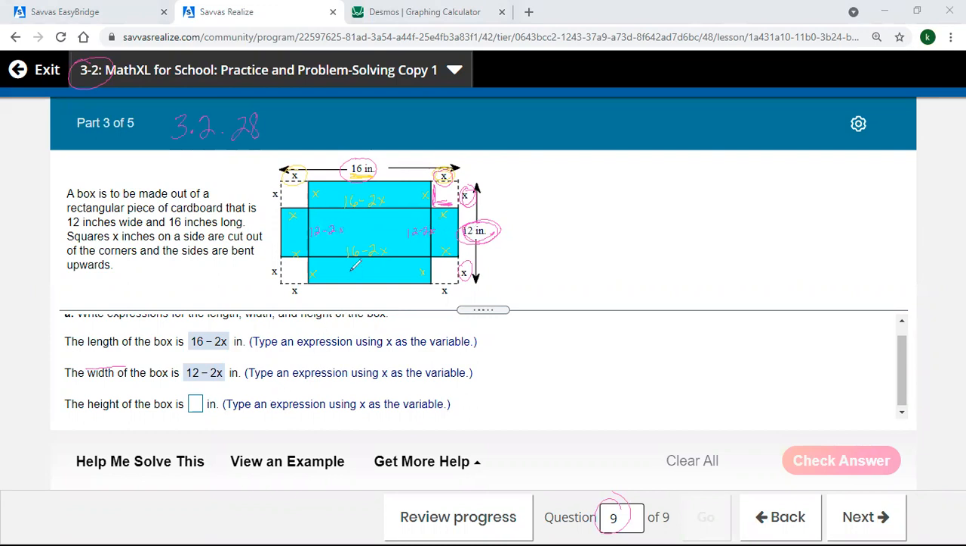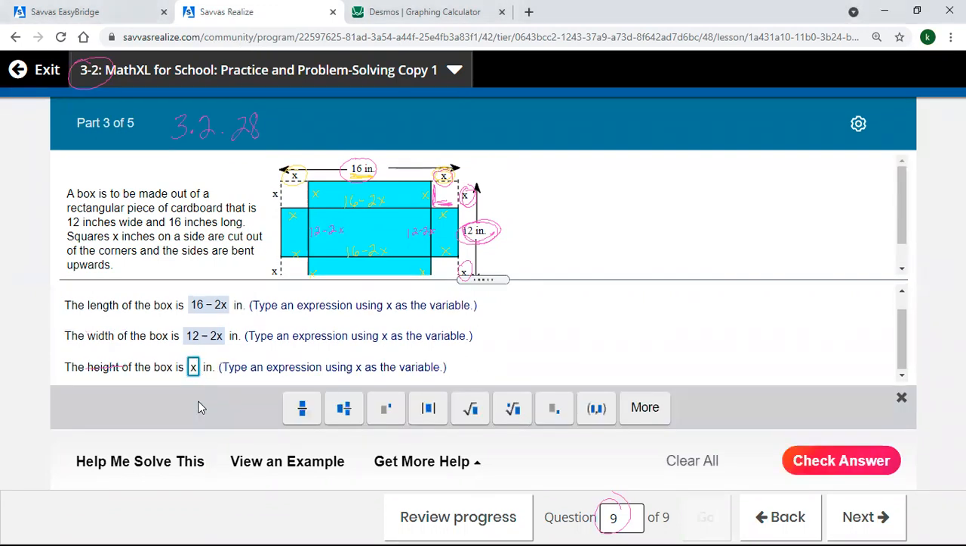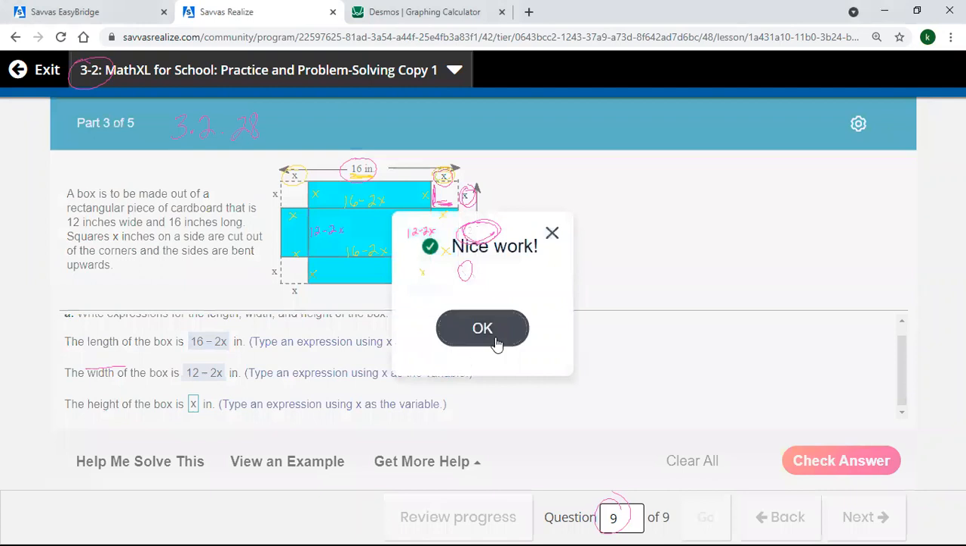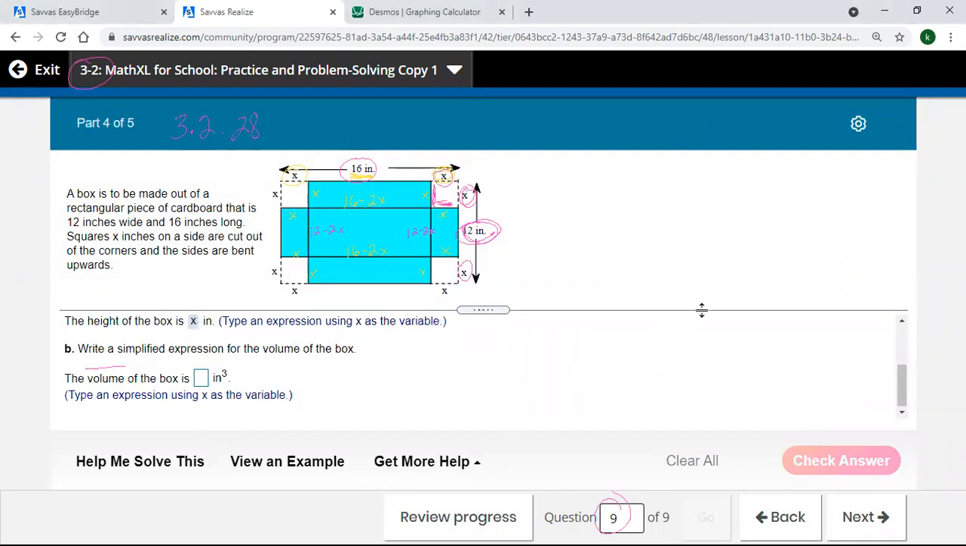Then the next thing says, well, what's the height of the box? The height of the box are just the x's that are being folded up in the corners. That's going to always be the same. Very classic algebra problem here. Now for the volume, we'll take the length of this box, the 16 minus 2x, multiplied by the width of the box, the 12 minus 2x, and times the height of the box, x.